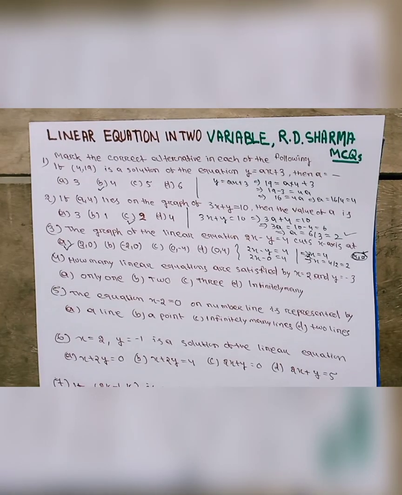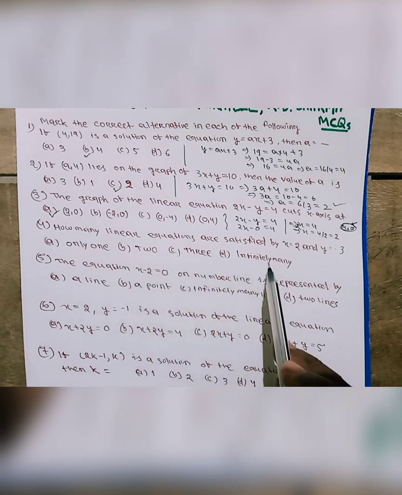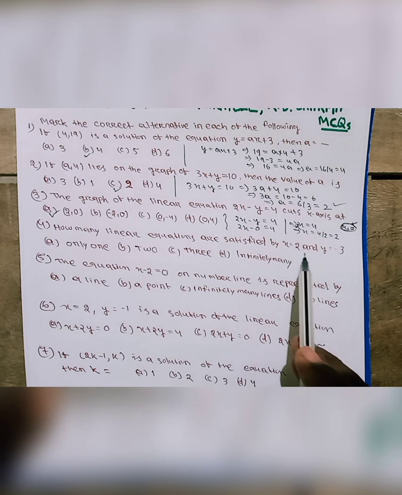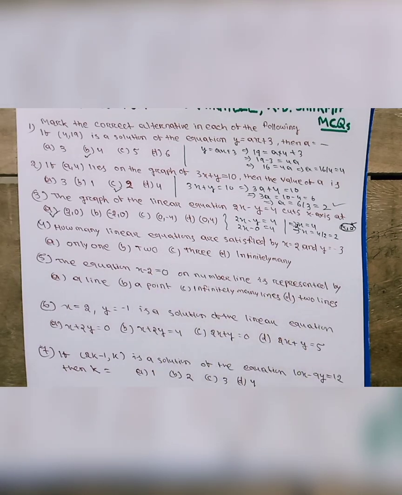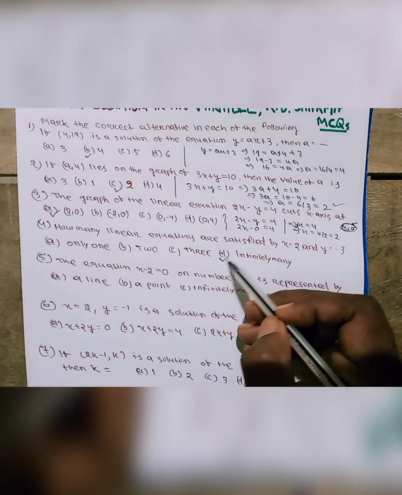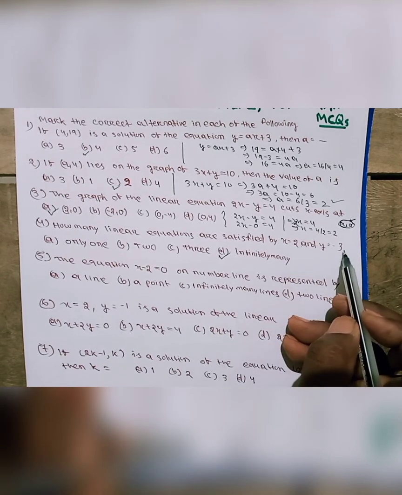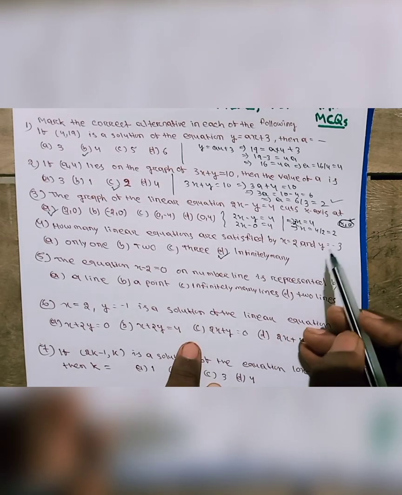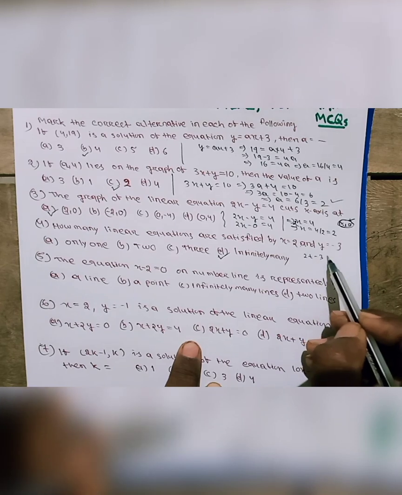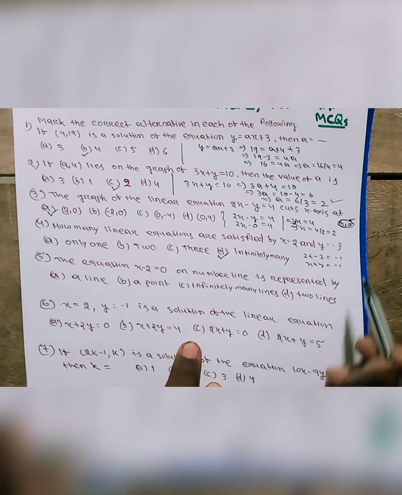Next, number 4. How many linear equations are satisfied by x = 2 and y = minus 3? Options: only 1, 2, 3, infinitely many. The answer is infinitely many, because if you add the two numbers, 2 plus minus 3, which is equal to minus 1, that means x + y = minus 1, one equation.